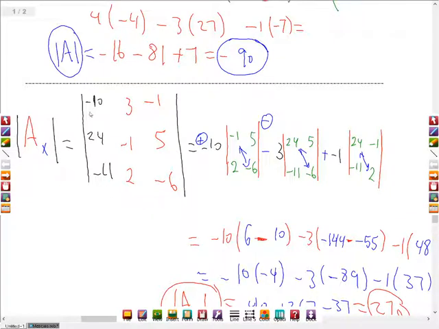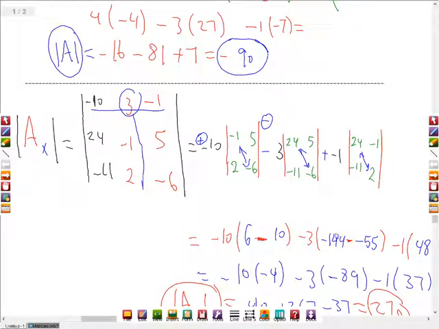10, cancel, cancel, negative 1, 5, 2, negative 6. Good? Okay. Then, the same thing. We have 3, the sign is negative, plus, minus, plus. 3, cancel this. This is the 3 we need for the 3 here. You cancel this column and this row. Left 24 and 5, negative 11 and negative 6. The same thing for negative 1. Negative 1, you cancel this and this. 24, negative 1, negative 11 and 2.